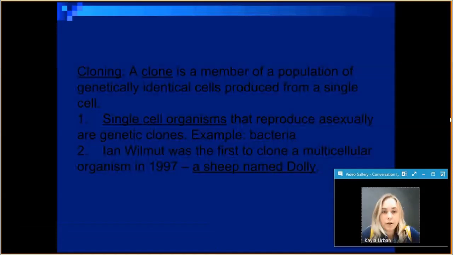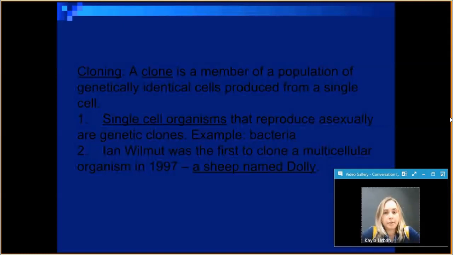And the last thing that we're going to talk about that is a tool of molecular biology, or something that can be done with DNA, is creating clones. A clone is a member of a population of genetically identical cells produced from a single cell. So single cell organisms that reproduce asexually are genetic clones already. Bacteria reproduce asexually through binary fission, and they're clones of each other. When your skin cells reproduce through mitosis, they are technically little clones of each other. But to create a clone, to take an organism and make a baby organism that is the exact same, you have to do something a little bit different.